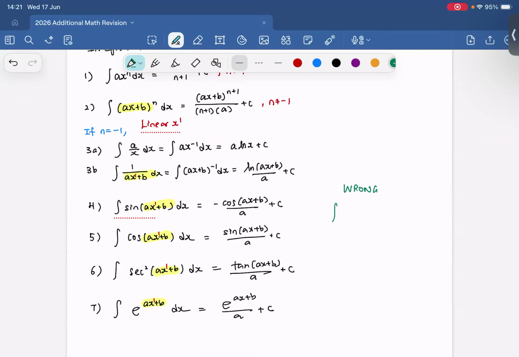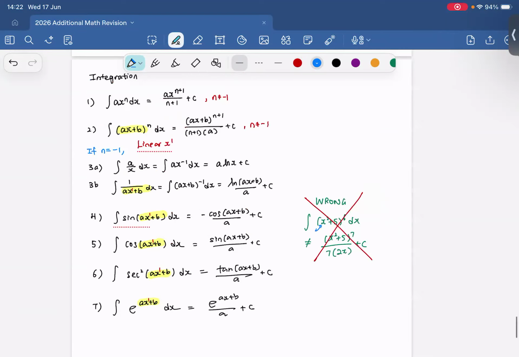Let's say I want to integrate x squared plus 5 to the power of 6. I cannot do this. I cannot say this is x squared plus 5 power 7 over 7, then differentiate x squared plus 5 to get 2x. This is very wrong. Why? Because the power here is 2, it is x squared, not x power 1. So the integration will not be so straightforward already.